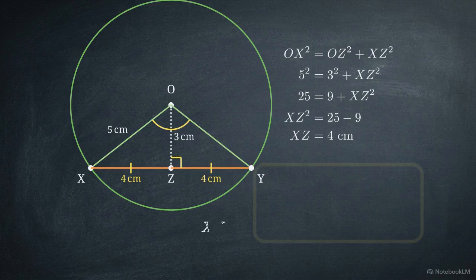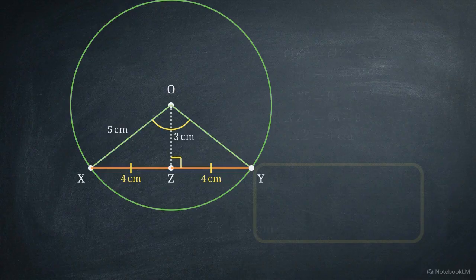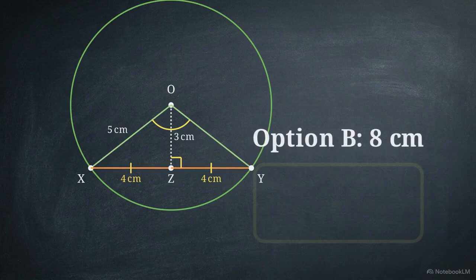You might see 4 centimeters and immediately reach for option A. But be careful. 4 centimeters only covers the left side of our total line. Because OZ perfectly bisected the chord, the right side, ZY, is also 4 centimeters. To find the full length of chord XY, we double that half length. 4 plus 4 gives us 8 centimeters, proving that option B is the correct choice.